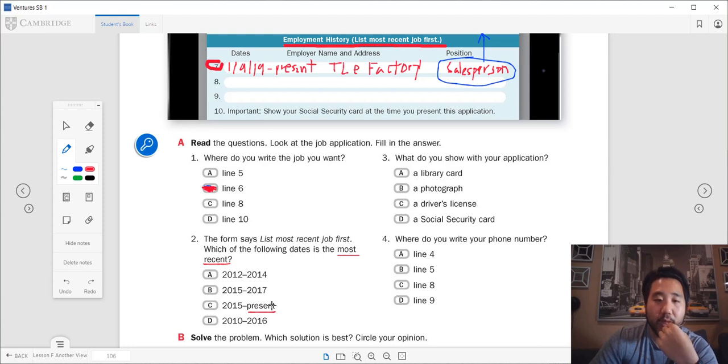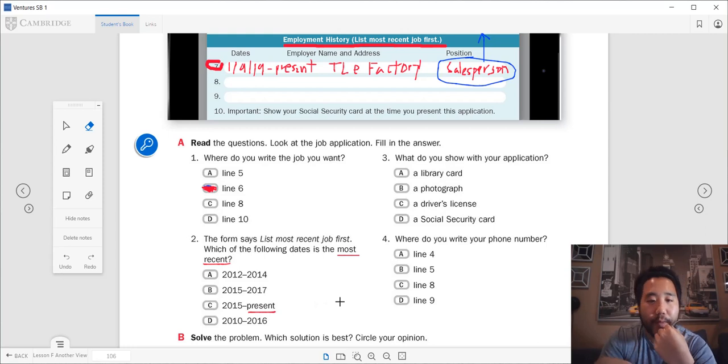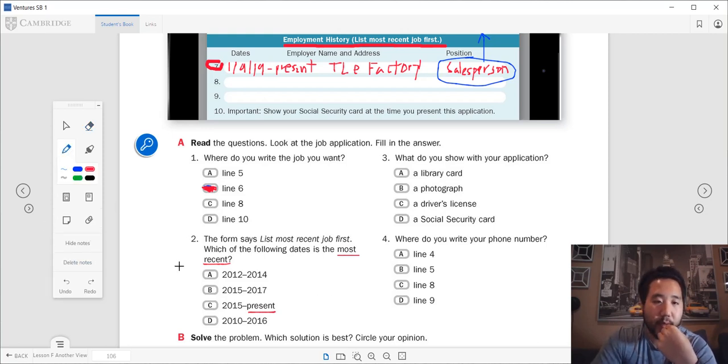So if you think about it, this present could be 2020, as in right now. Because present means right now, it doesn't mean 2016, 2017, or 2014. Right now. So what's right now is the present time. Right now it's 2020, so that would be the most recent.